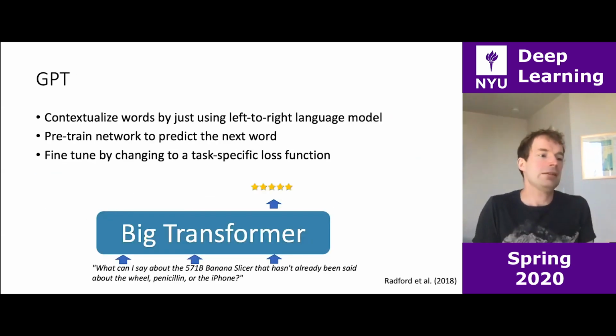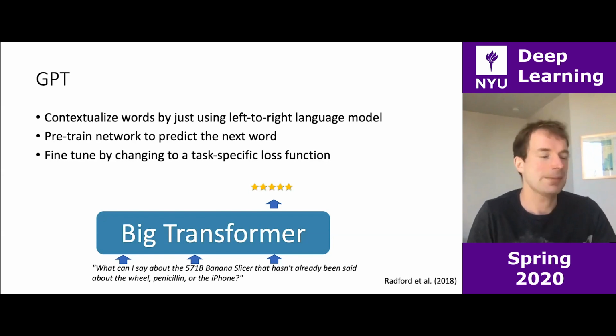So for example, maybe you could fit a sentiment analysis task where you're given some text from an Amazon review and predict the rating. This is a review that says, what can I say about this banana slicer that hasn't already been said about the wheel, penicillin, or the iPhone? And this review got 5 stars. So here we're just going to predict one output from this language model, which is going to be a token at the end, which is some kind of task-specific label.